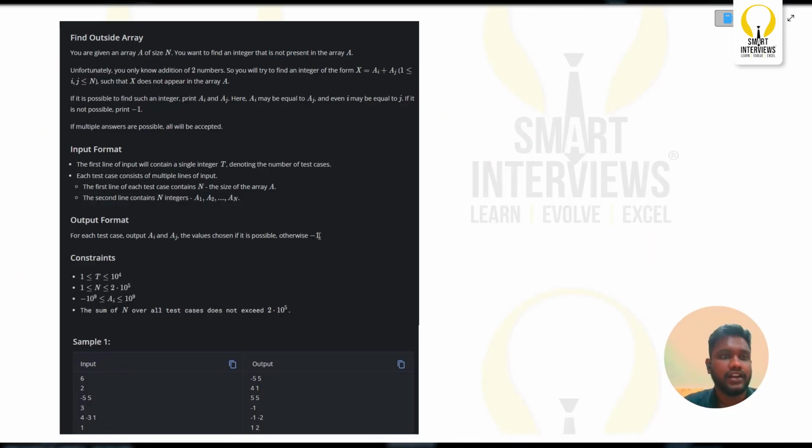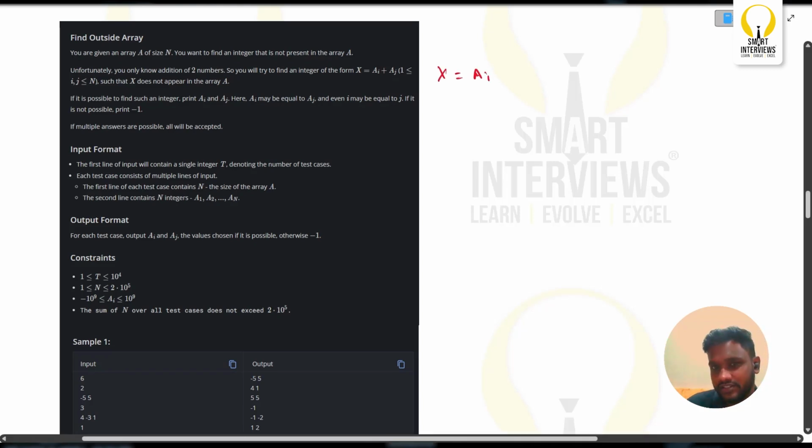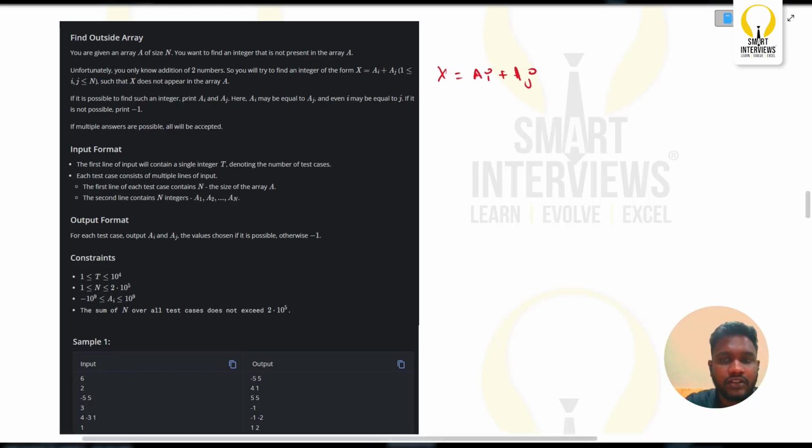We are given an array of size n, and we want to find an integer that is not present in the array. Unfortunately, we only know addition of two numbers given in the array. So we'll try to find a value x such that x is the sum of two elements of the array. Our question is trying to find a number which is not present in the array.